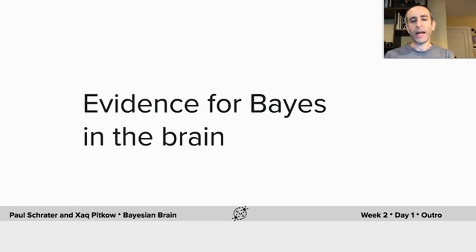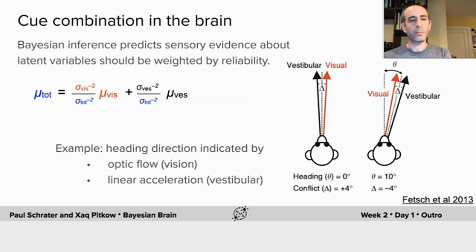So what evidence do we have for Bayesian computation in the brain? Well, one example goes back to look at the neural substrate of cue combination that we've seen many times psychophysically in the behavior. In particular, Bayesian inference predicts that sensory evidence about latent variables should be weighted according to their reliability, with the more reliable evidence given a heavier weight.